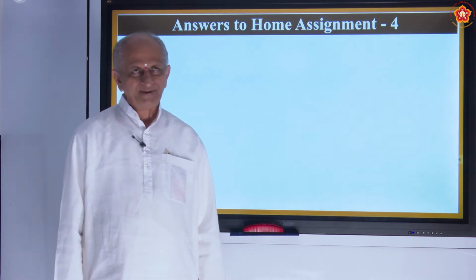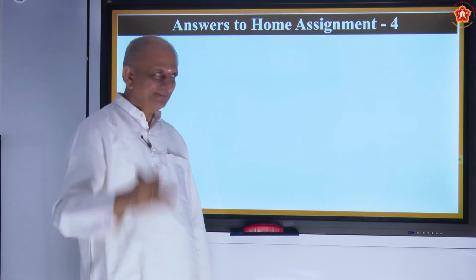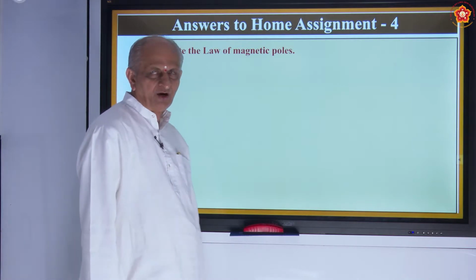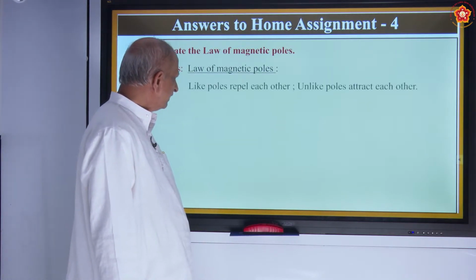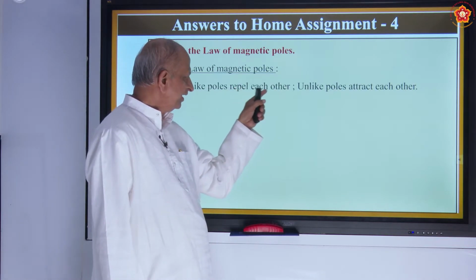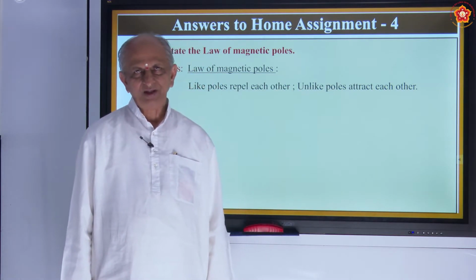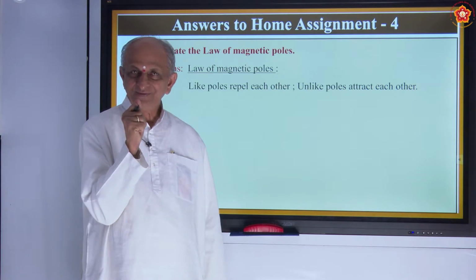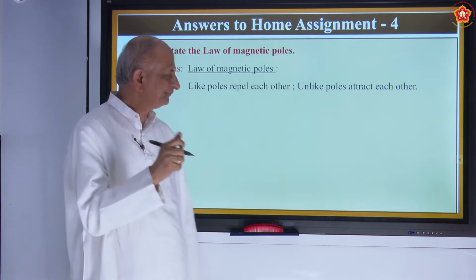Now coming to home assignment 4. How many have done it? Come on, raise your hands. Okay, first question. State the law of magnetic poles. Like poles repel each other, unlike poles attract each other. How many poles will a magnet have? Yes, two poles, correct? Name.